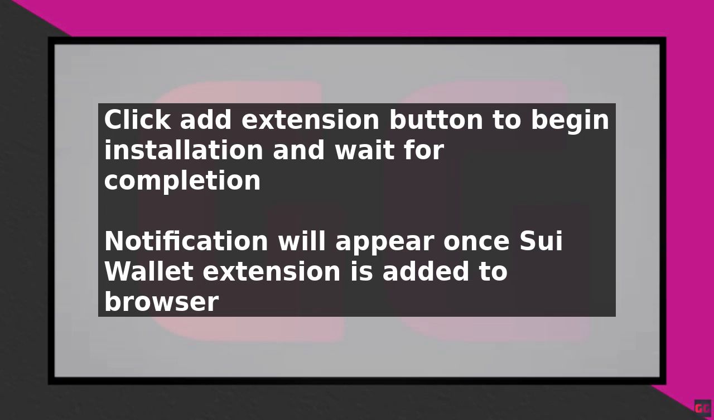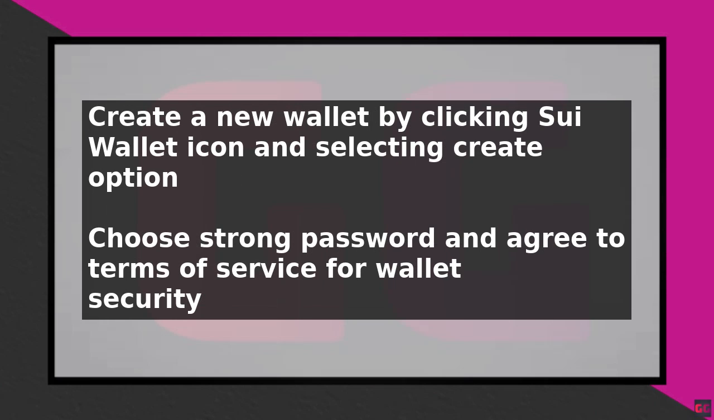After creating your password, you will be given a seed phrase that you must store safely. This seed phrase is used to recover your wallet in case you forget your password or lose access to your account. Write down the seed phrase and store it in a secure location. Once you have stored your seed phrase, you can start using your Sway Wallet extension.